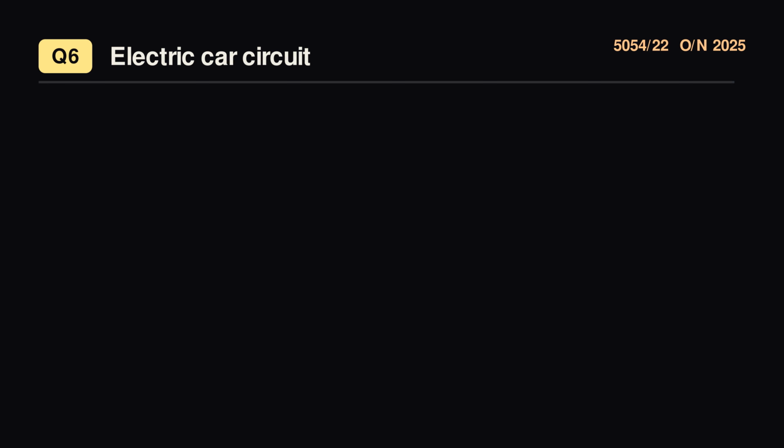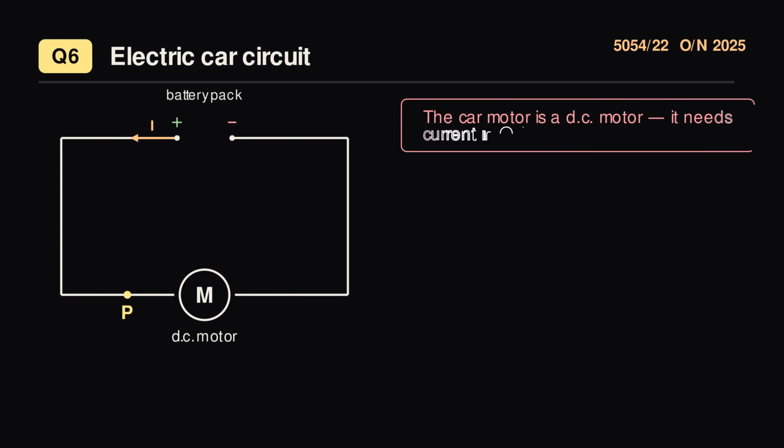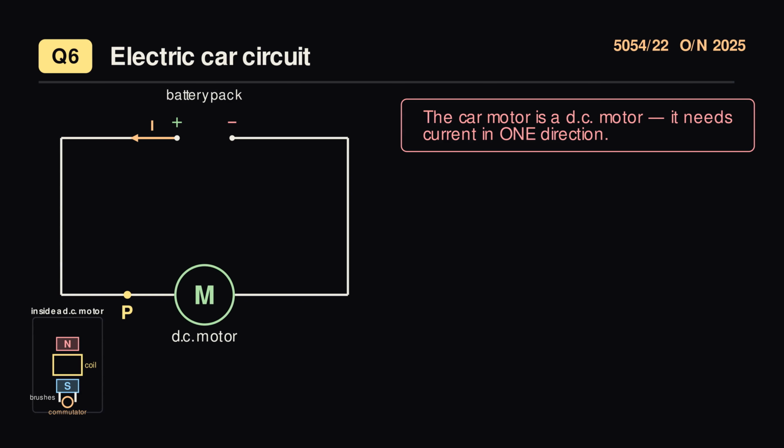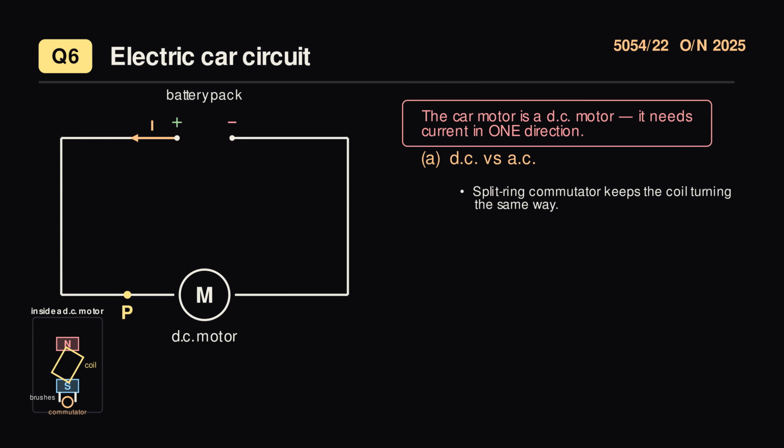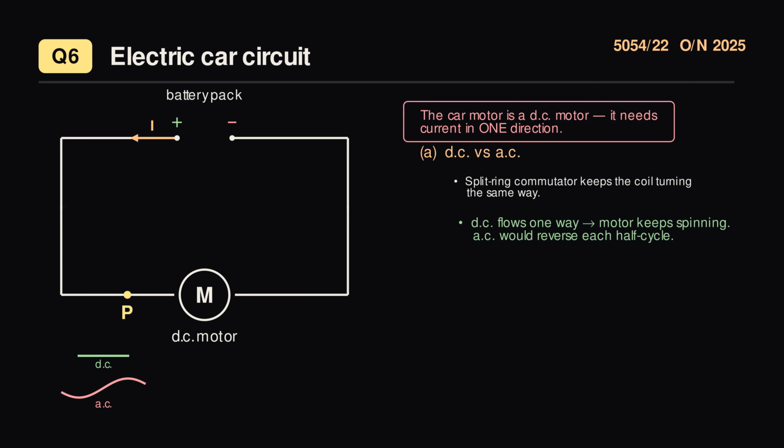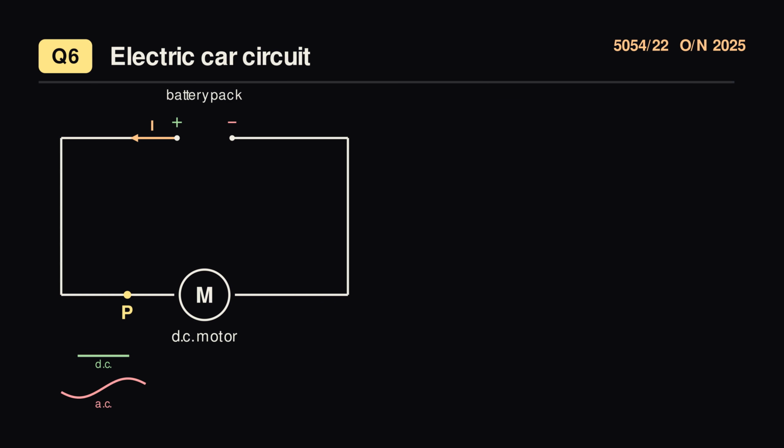Paper 5054, October-November 2025, Question Paper 22. Question 6. Electric car circuit. Part A. The car motor is a DC motor, it needs current in one direction. A split-ring commutator keeps the coil turning the same way. Direct current flows one way, so the motor keeps spinning. Alternating current would reverse each half cycle and the motor would not work properly.